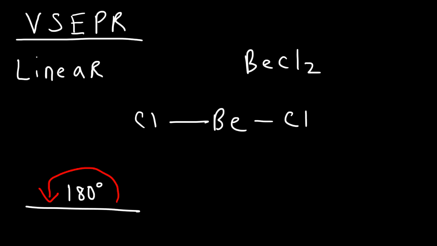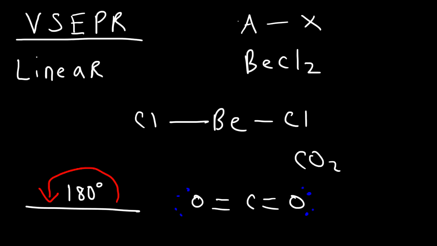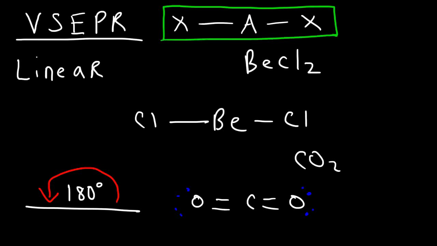Now there's some other examples. For example, carbon dioxide is another molecule with a linear geometry. It looks like this. It looks like one straight line. So any molecule where you have an atom at the center and two other atoms on the sides is a linear molecule. This is the generic structure of a linear molecule.